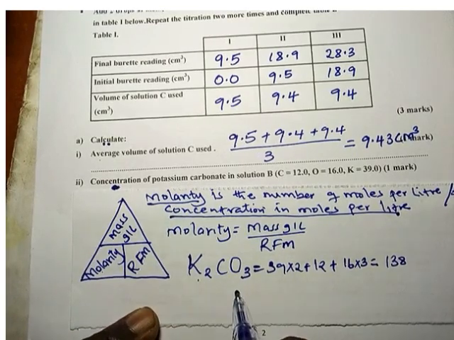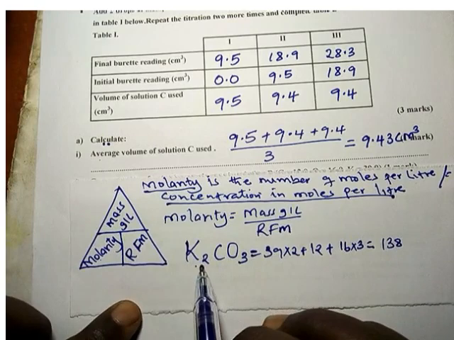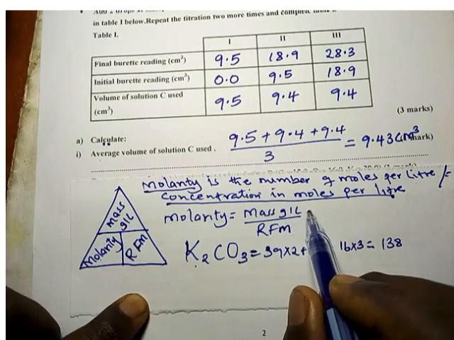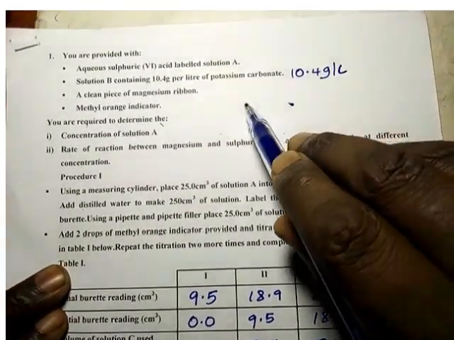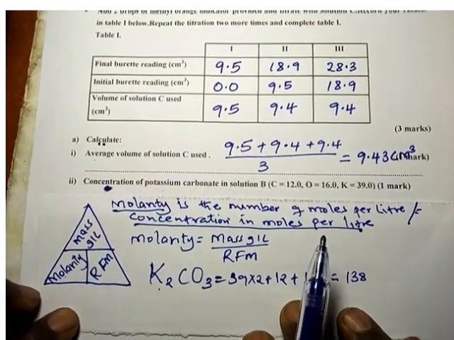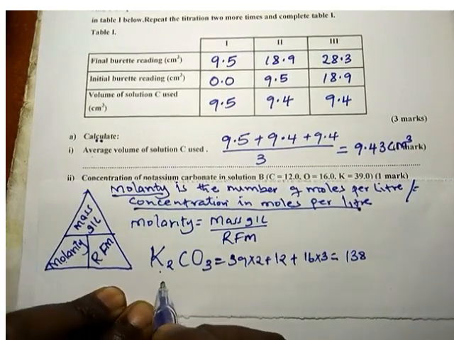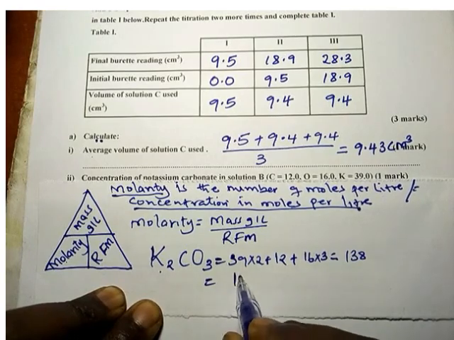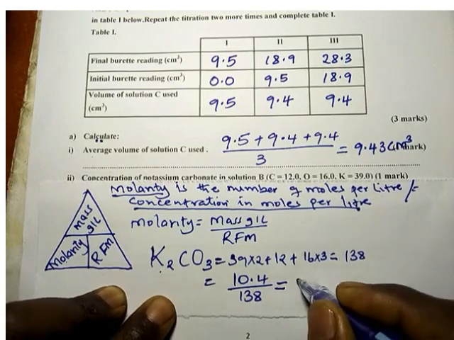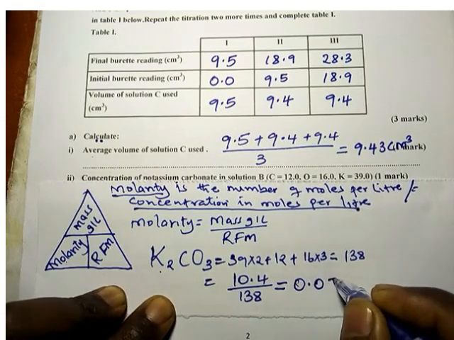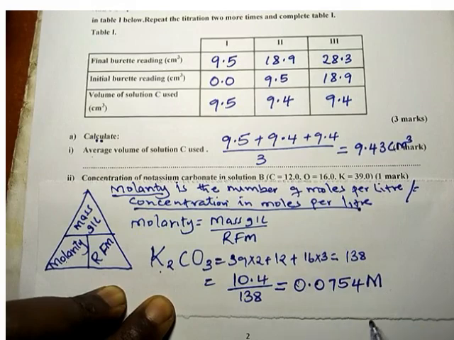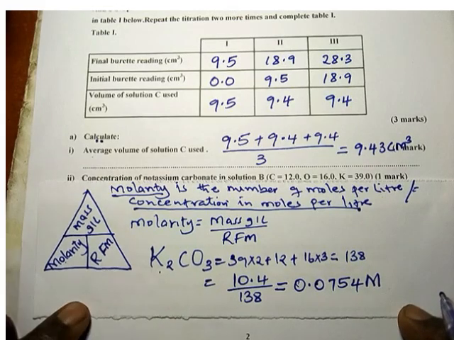That is the RFM of potassium carbonate. Now, we know the RFM of potassium carbonate, but we want the molarity. Molarity is equal to mass in grams per liter over RFM. We were given the mass of potassium carbonate in grams per liter, so we just bring it here. Molarity is going to be mass, which is 10.4 divided by 138. And this gives us 0.0754 capital M. Capital M stands for molarity, and the molarity is the number of moles in 1 liter.